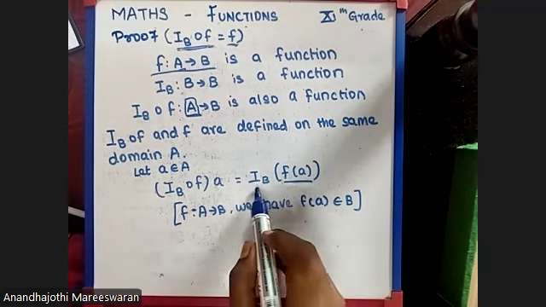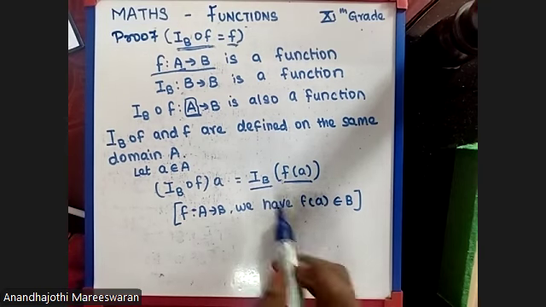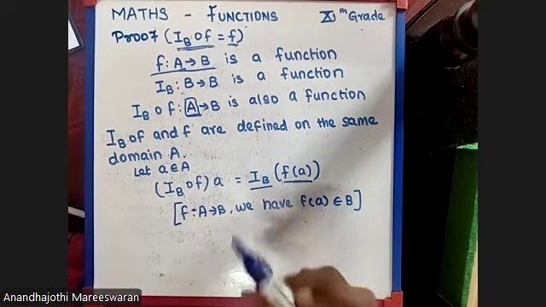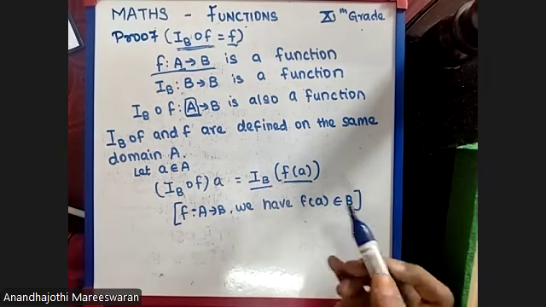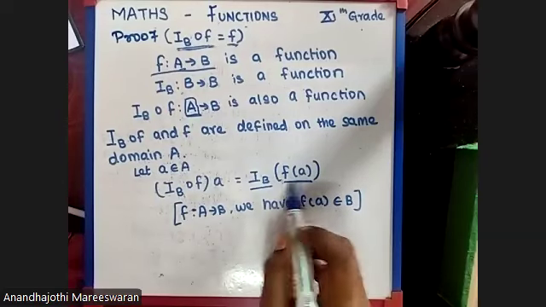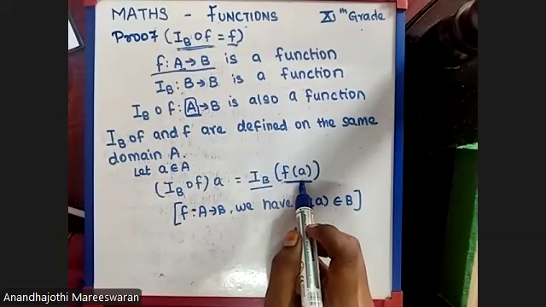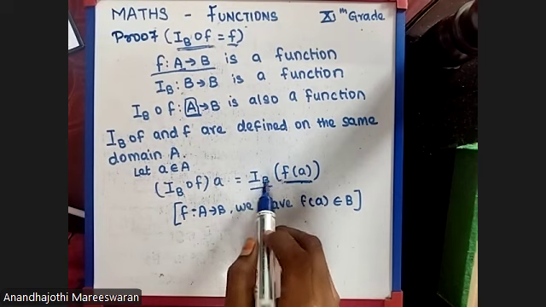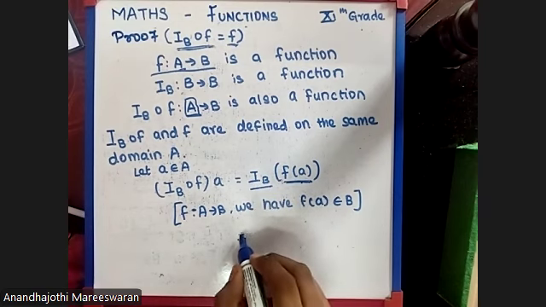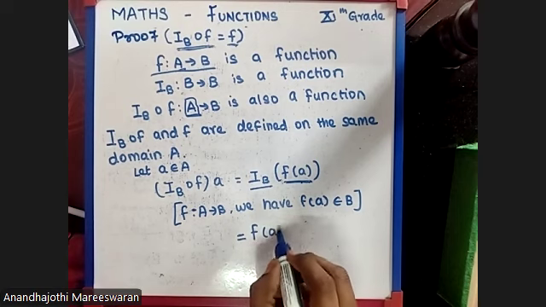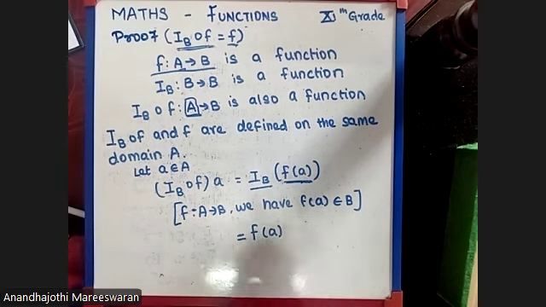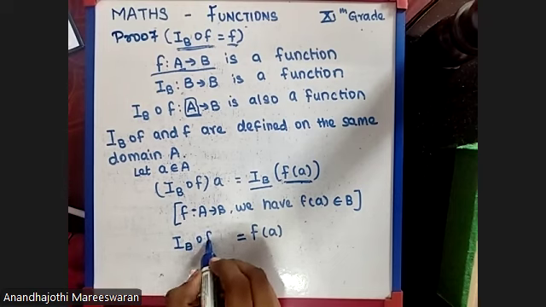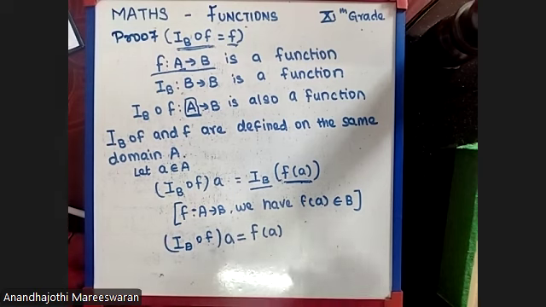Fine. Here what do we have? It's an identity function of B. So when we put an element from B into the identity function, what will be the output? The same will be the output. So shall we check it? Yes. We have an element from B, and we are putting it into the identity function of B. So the output will be f of a. Right? So I_B circle f of a equals f of a.